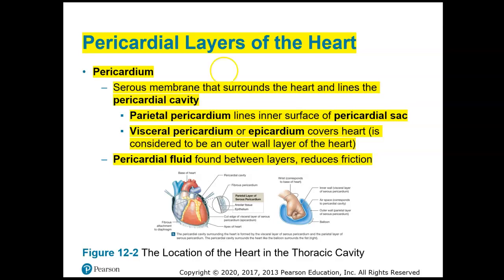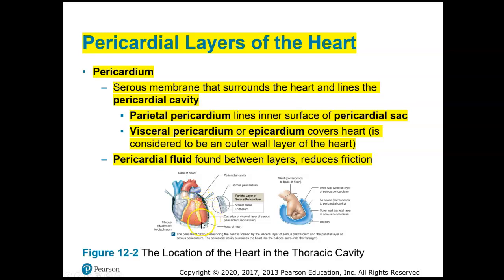If we look at this illustration of the fist punching into a balloon, you can understand the 2 layers of the serous membranes. There is a visceral layer that contacts the fist when you punch it into the balloon. And then you have the layer that doesn't actually contact the fist, and it's called the parietal layer. In between those 2 layers, you have air. If we use that analogy and come back over to the heart, the visceral pericardium lines the heart.